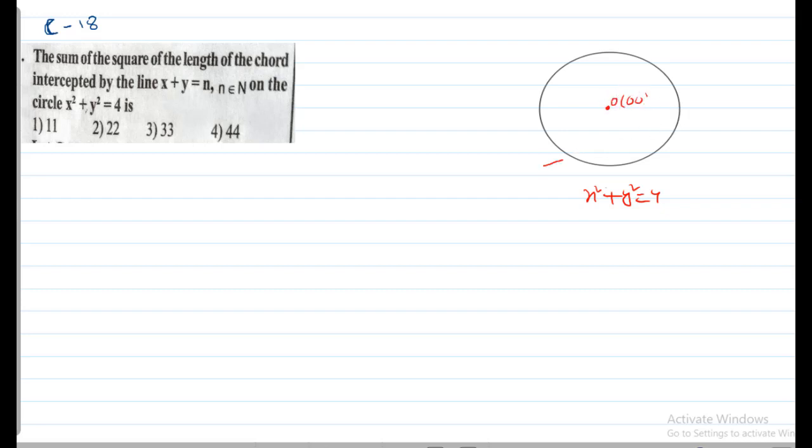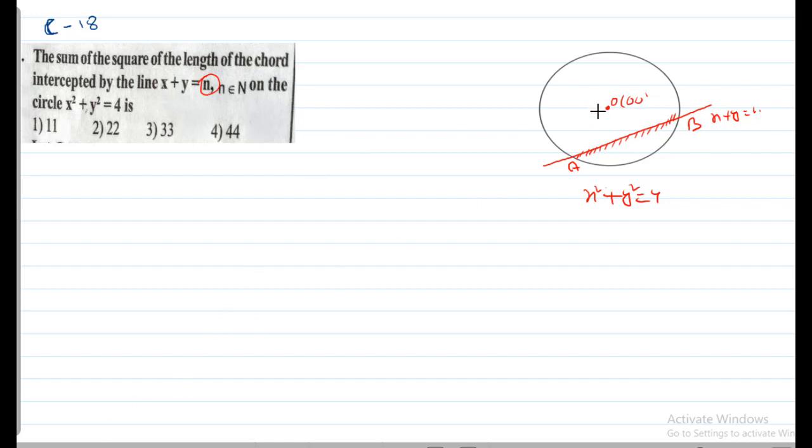For example, this is one of the chords. So there exist several chords under this condition x plus y equal to n. The name of the line is given as x plus y equal to n. So this is the chord made by x plus y equal to n with the circle. There exist some chords because n is a natural number here. So you want to find the sum of the squares of lengths of all such chords. So this is one of such chords, whose length is taken as AB.